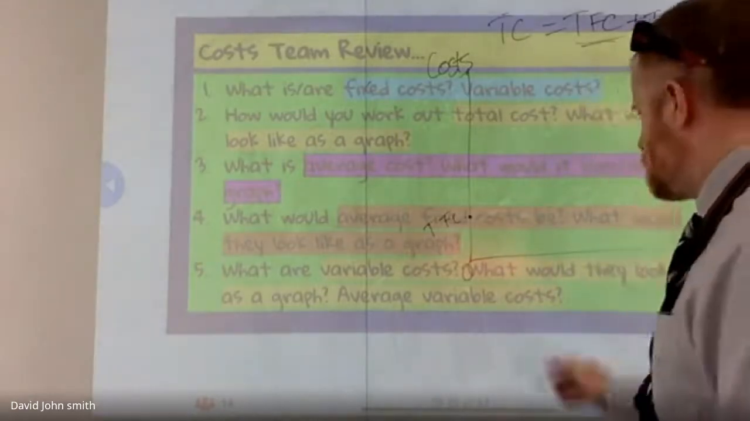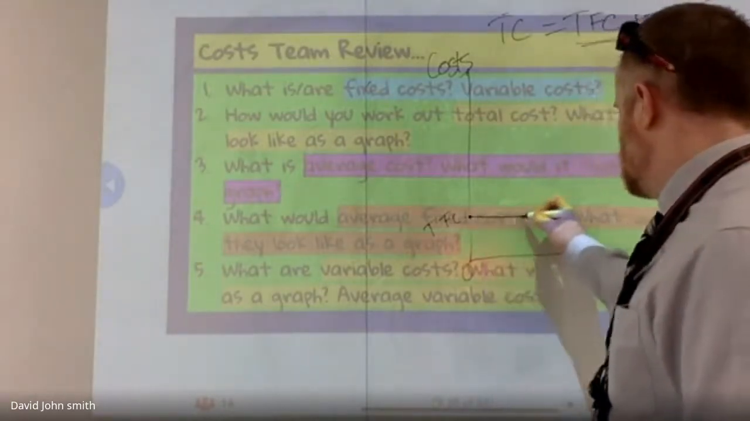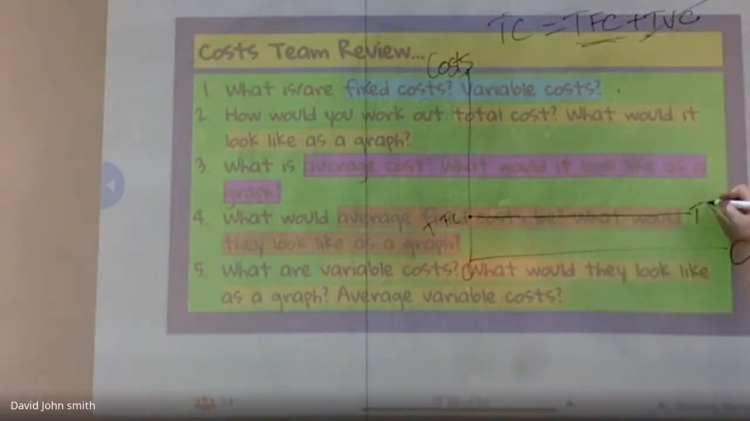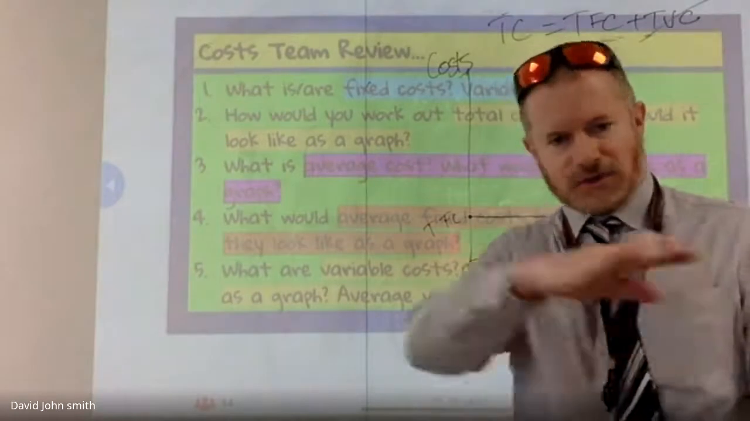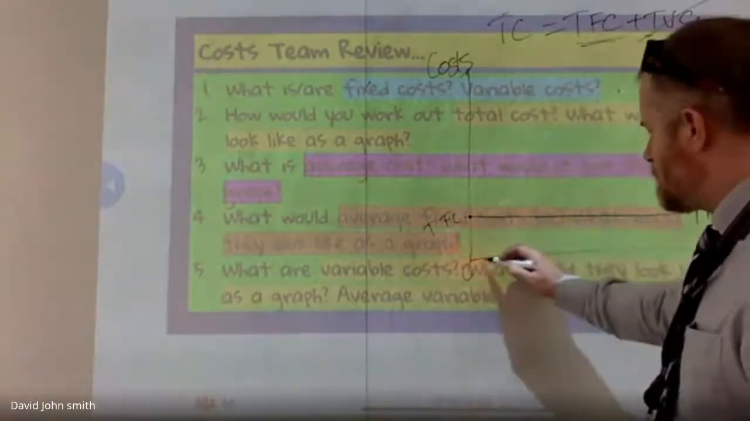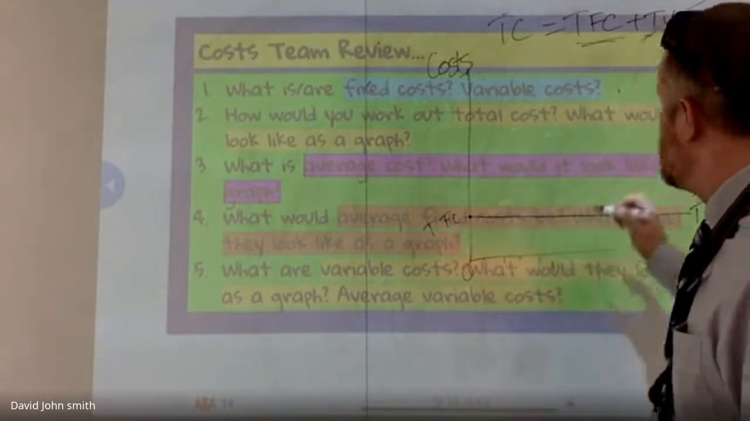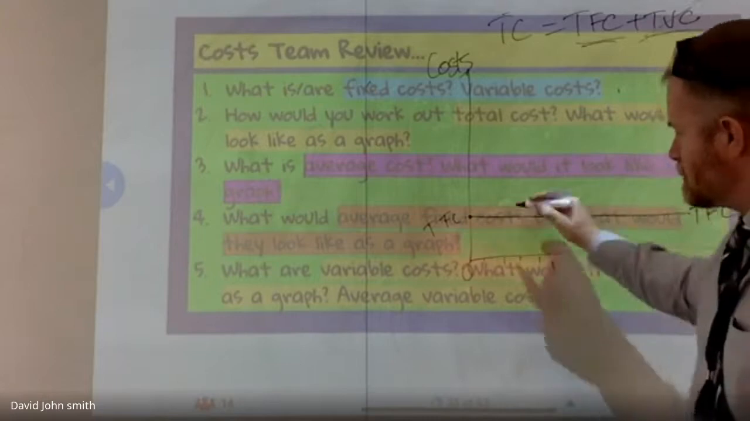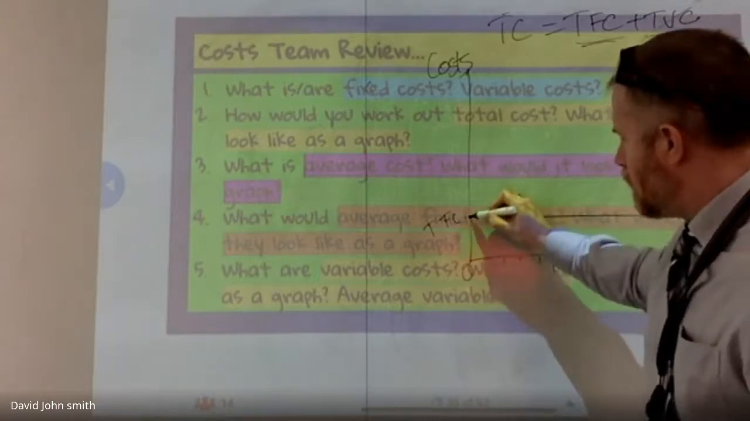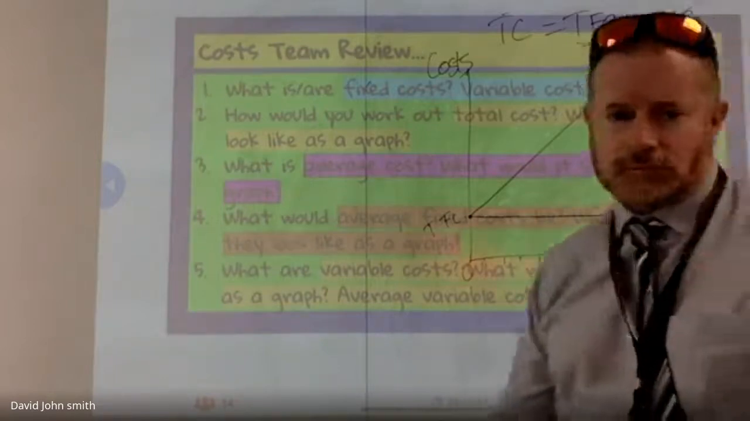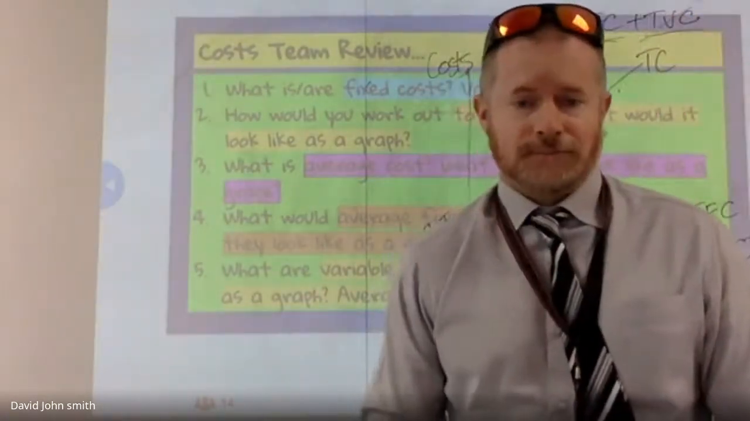Okay? So if you want, you could actually do one like that, because that's your total fixed cost. It doesn't change regardless of the level of output, so it's just going to be like that. But your total cost, because each time you produce more, you then start adding variable costs, is going to go like that. So it's going to look like that.